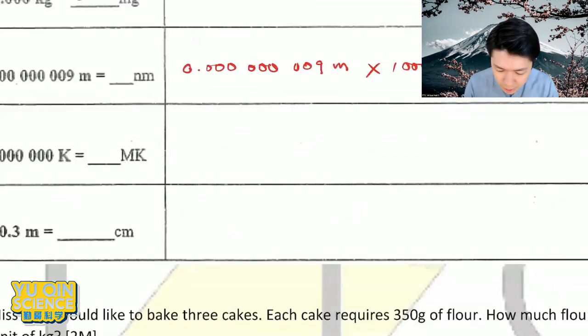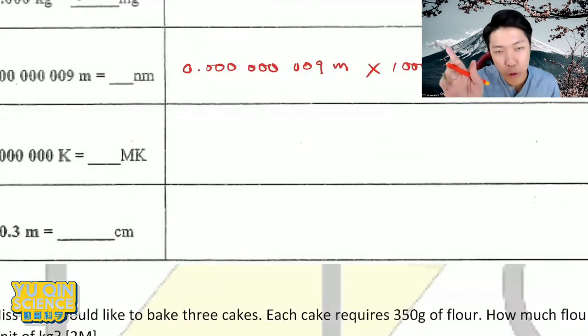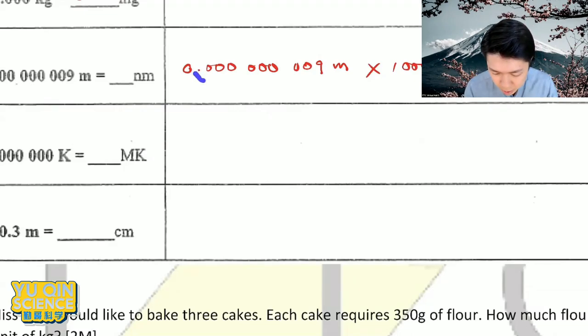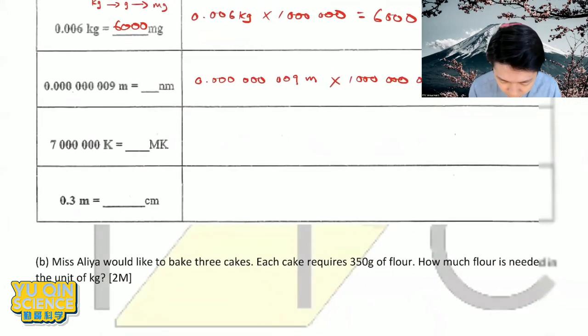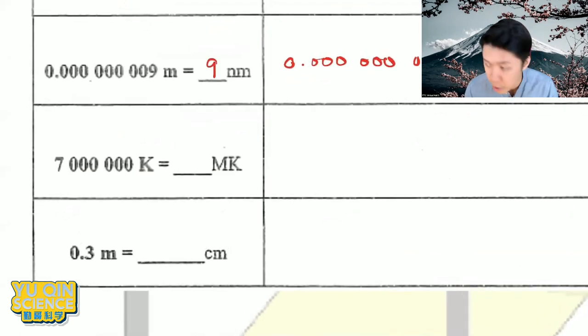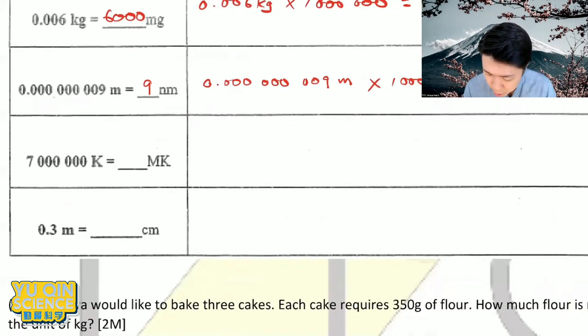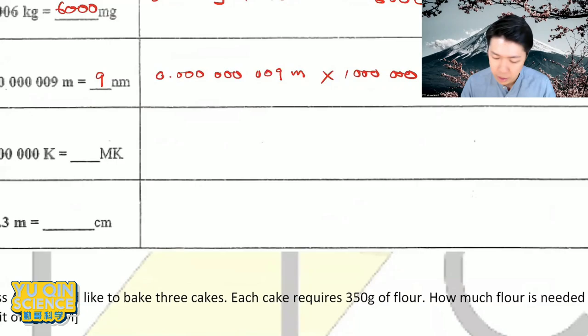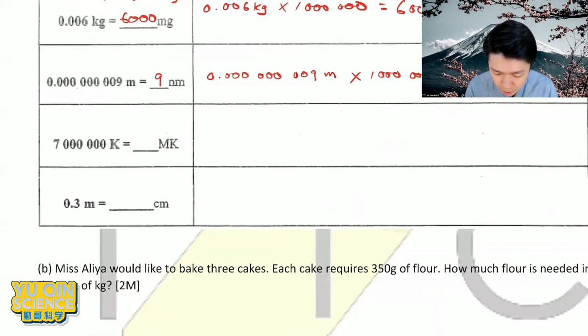So for this case, very simple. Times, we will move to the right side. It becomes exactly the number, so it will be 9 straight away. So equals 9 nanometer. Move to the right side, then you get 9 nanometer.